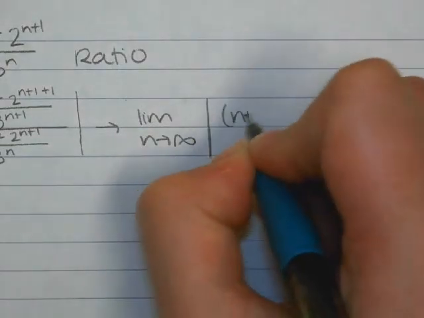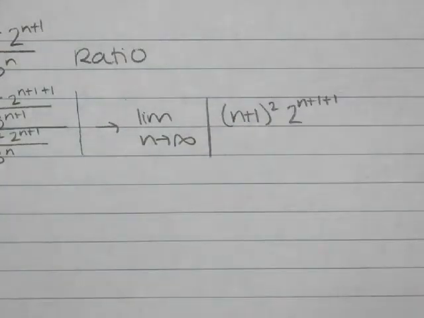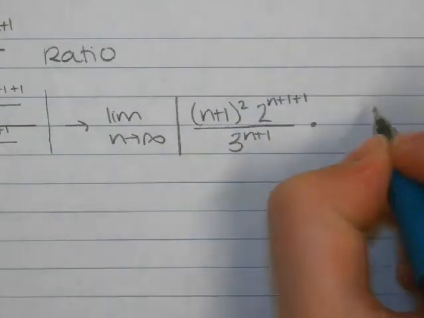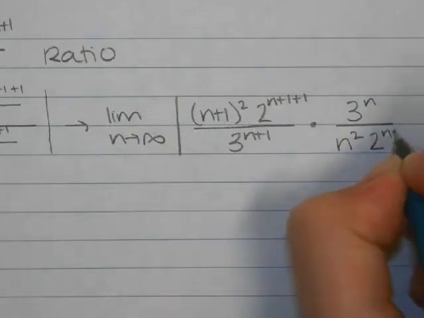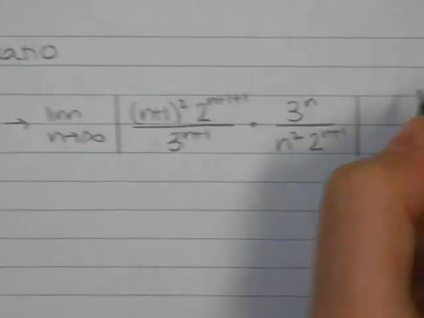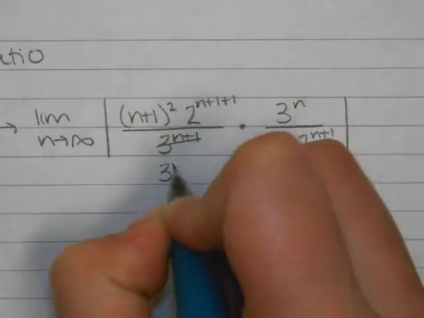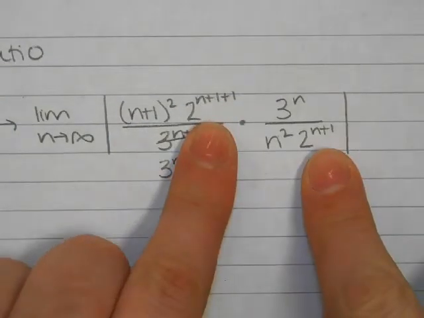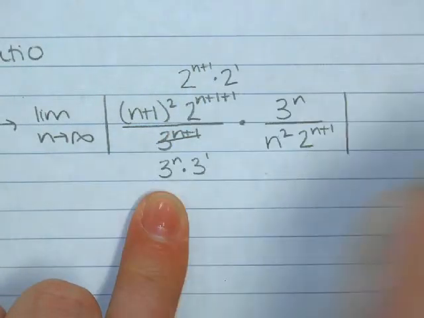Okay, so I'm going to keep the top the same. So I have n plus 1 squared, 2 to the n plus 1 plus 1. I'm going to leave it like that, over 3 to the n plus 1 times 3 to the n over n squared, and then 2 to the n plus 1. All right, so if I think about splitting these things apart, this one is going to be 3 to the n times 3 to the 1. My goal is to have this cancel, so I can think of this one as 2 to the n plus 1 times 2 to the 1.